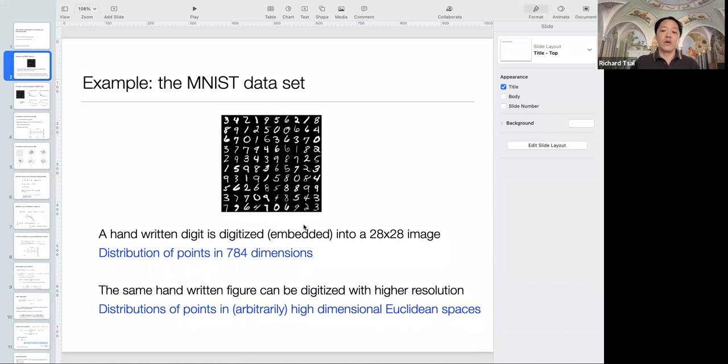So for each one of the digits over here, if you use a 280 by 280 image, then you embed this handwritten digit into a much higher dimensional Euclidean space. Now you have collected so many handwritten digits. You digitize them. Here people choose to digitize each image as a 28 by 28 pixel image, and so you get a distribution of points in 784 dimensions. If you choose higher resolution images, then you will have distributions of points in much higher dimensional Euclidean spaces. And it seems that this kind of embedding is a little bit arbitrary, right? So you go from lower dimensions to higher dimensions.